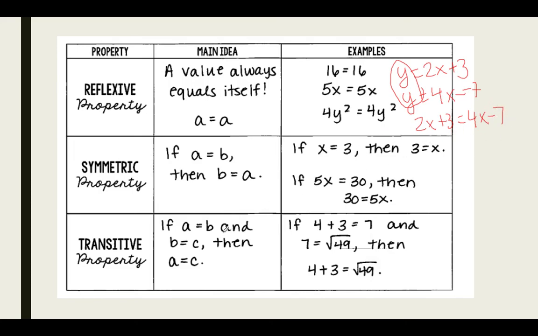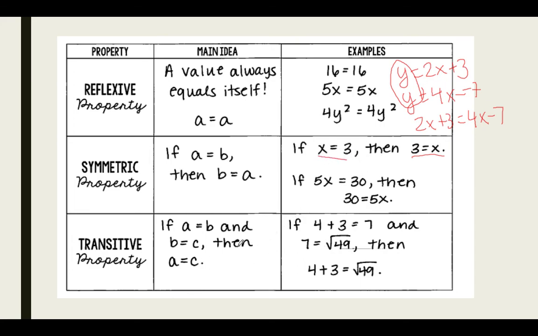Symmetric property basically is saying that you can flip the equation around. So if x equals 3, then 3 equals x. You can switch those around if you prefer to have x on the left side, like most people do. We can flip stuff around. If you're given something like this, we can flip 3 equals x to mean x equals 3.